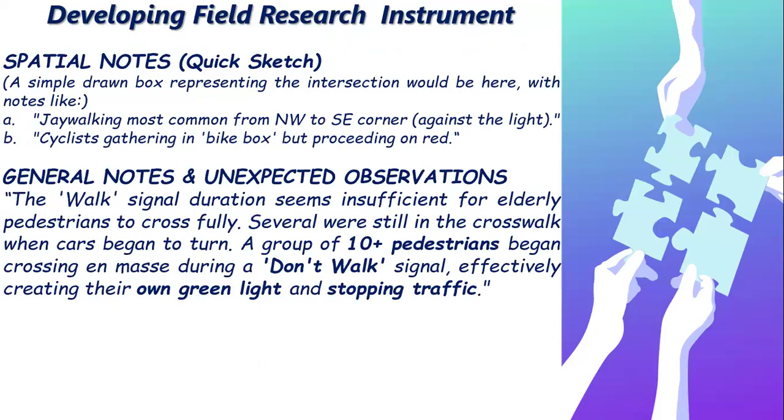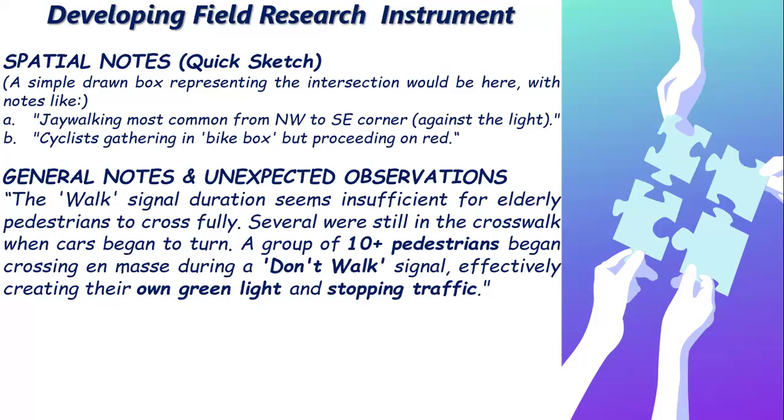Sketch notes, a quick hit: a simply drawn box representing the intersection, with a note like, jaywalking most common from northwest to southeast corner against the light. Cyclists gathering in the white box but proceeding on red light.